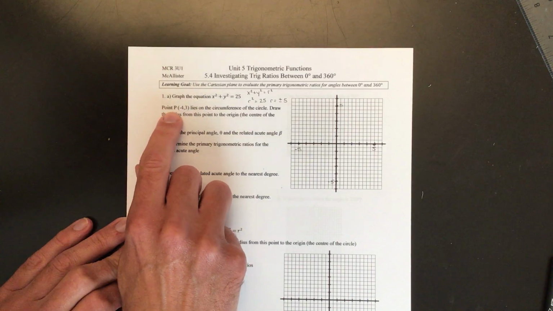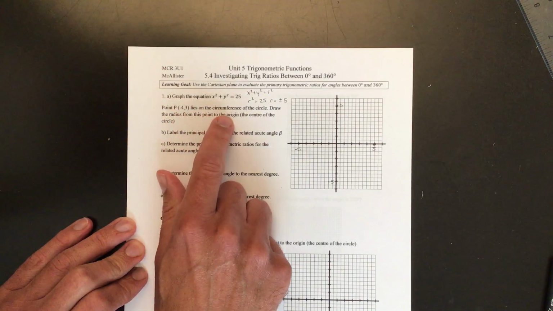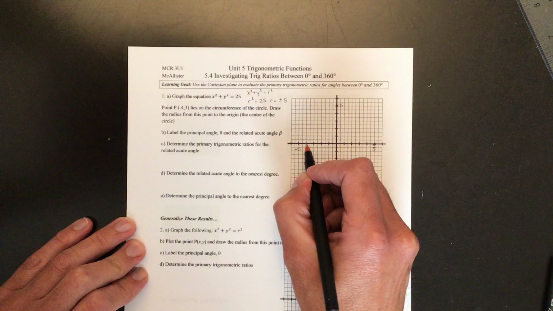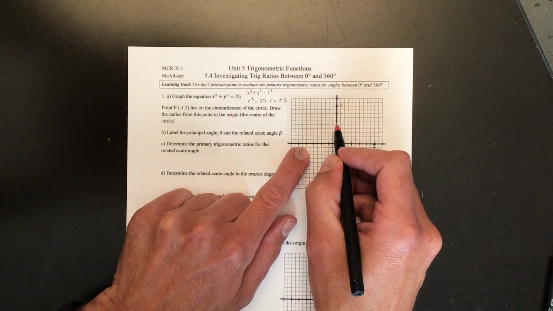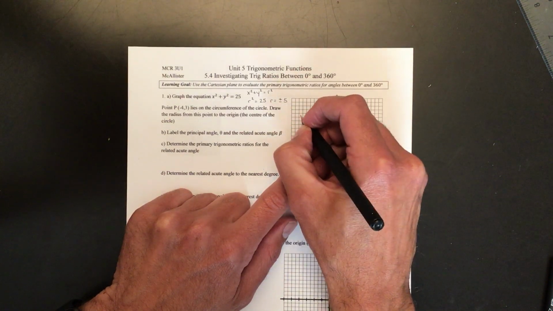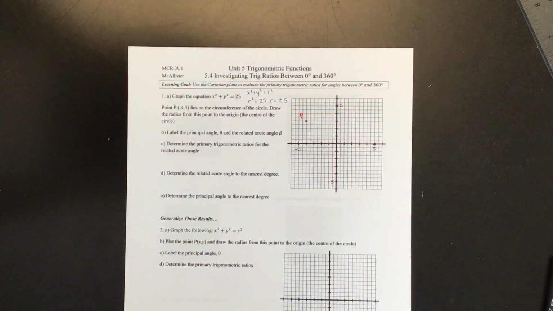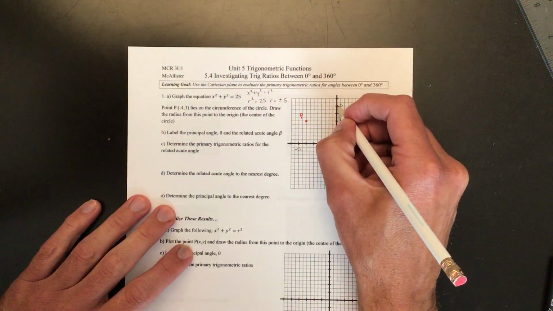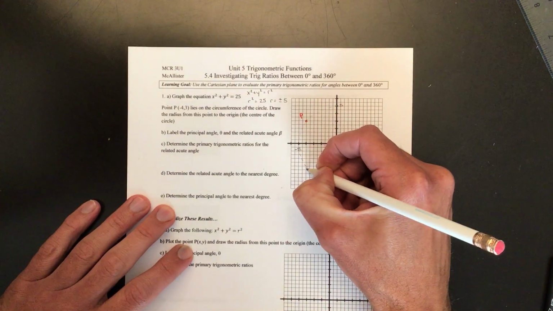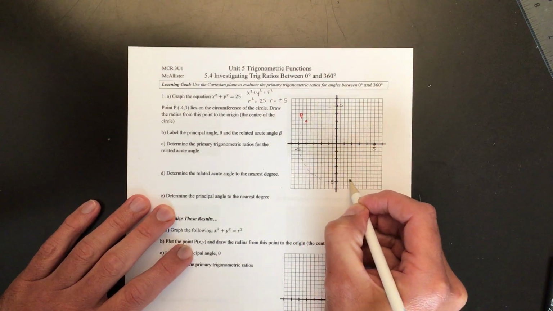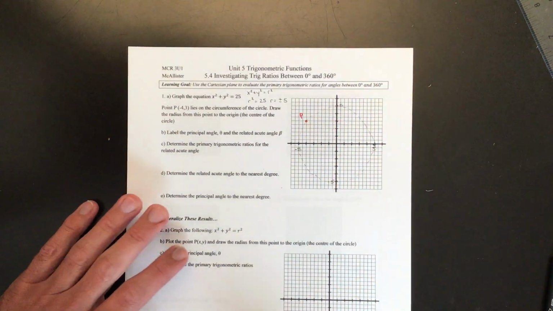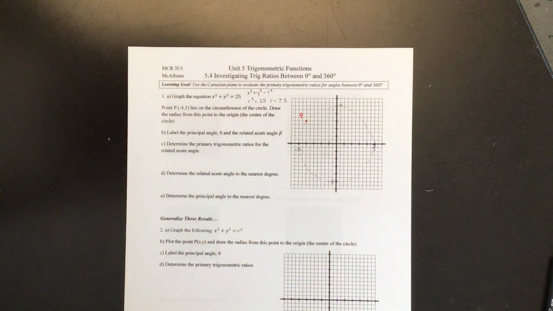Now it tells me the point P at negative 4, 3 lies on the circumference of that circle. So at an x value of negative 4, negative 1, negative 2, negative 3, negative 4, positive 1, positive 2, positive 3. So here I have point P. Now that lies on the circumference of that circle. So as I connect my points here, we're going to attempt to make this look like a circle. There. So I have my circle with point P sitting on that circle.